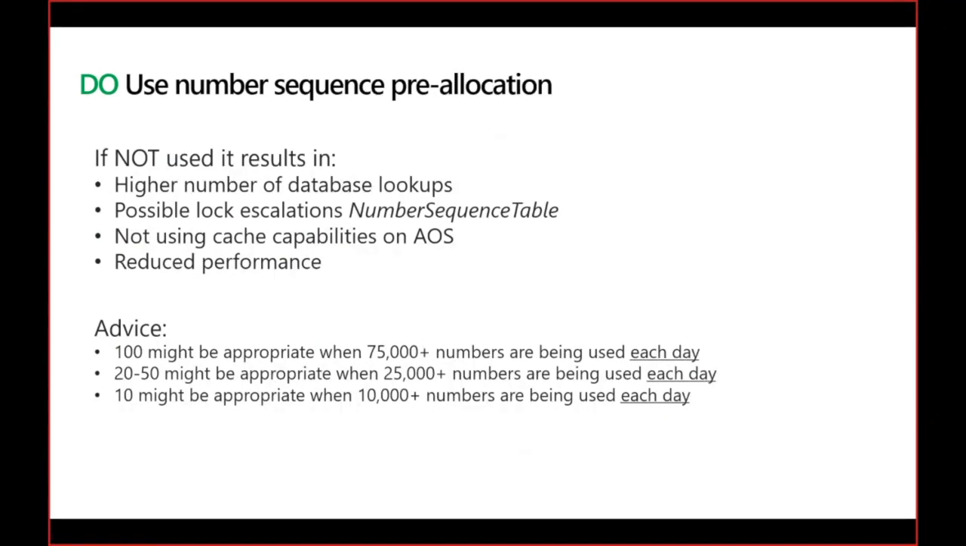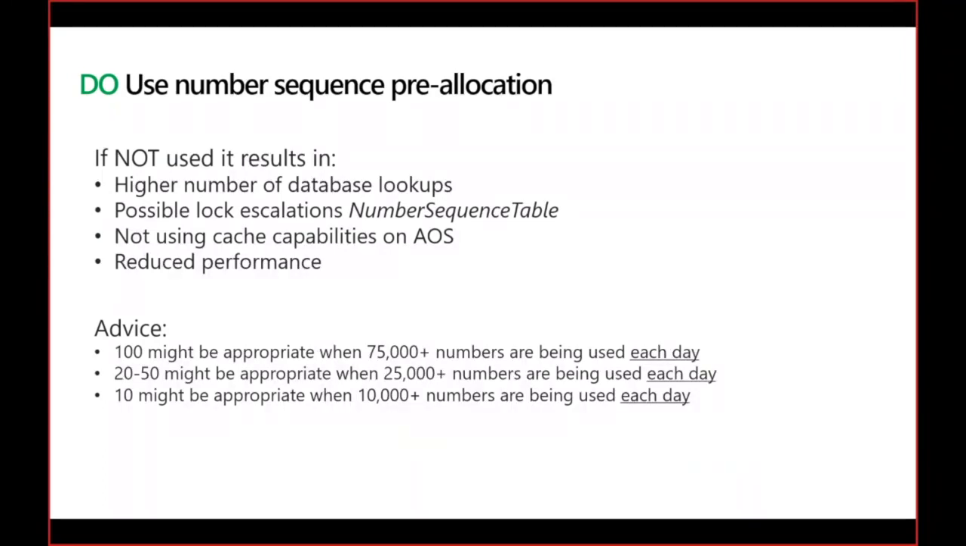Of course, pre-allocation can only be used for the non-continuous number sequences. So as a first exercise, probably it's to differentiate which number sequences really need to be continuous from a business perspective. And for the other ones, they should be non-continuous, and then you could use the pre-allocation option.